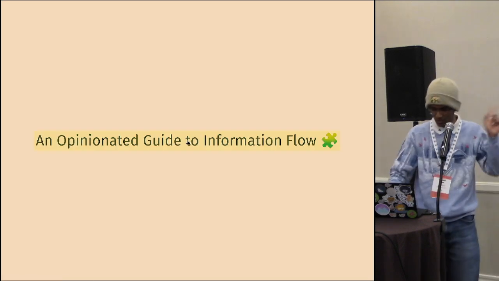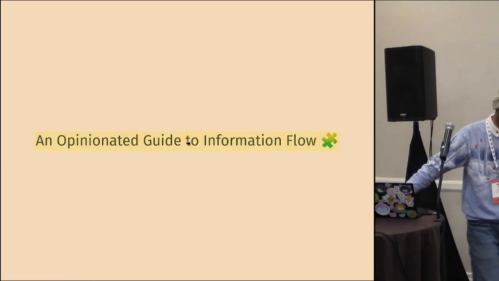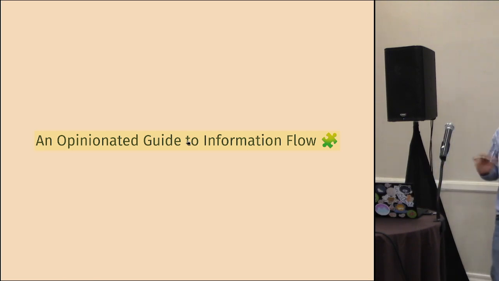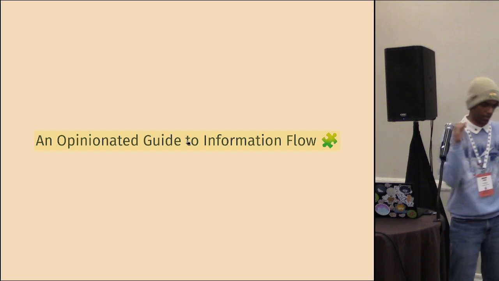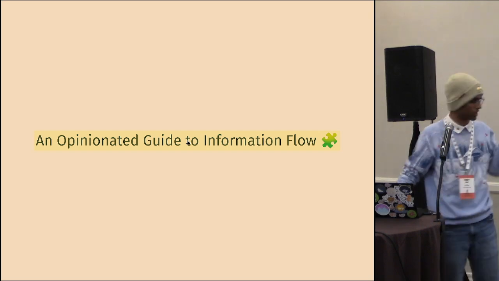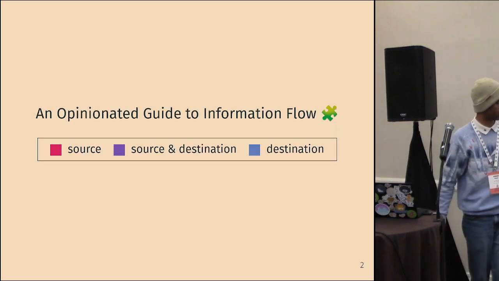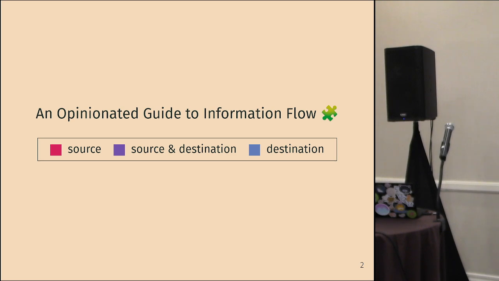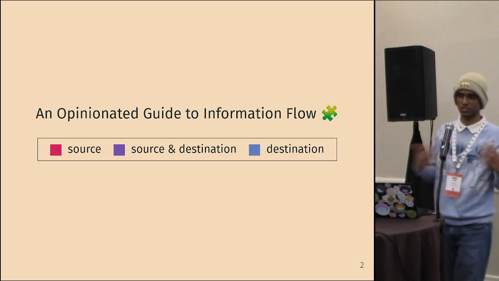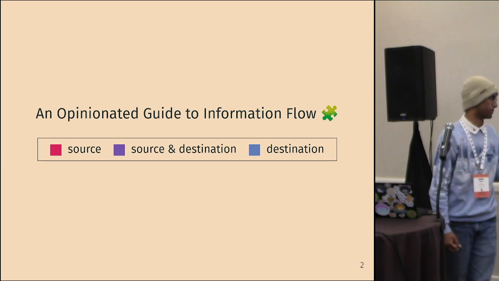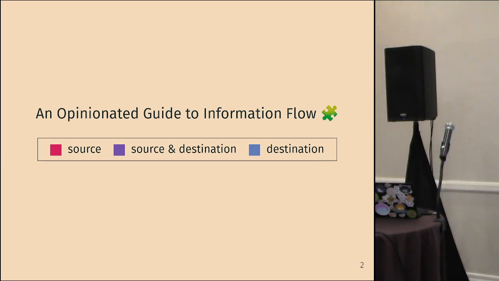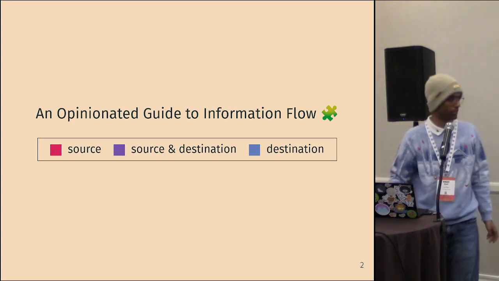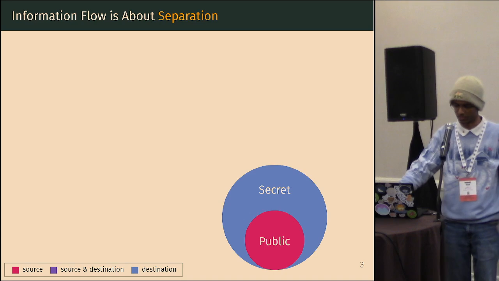But first, I'll provide you with my very, very opinionated guide to information flow. And for anyone in the audience who already knows about information flow, I hope I can win you over by the end of this, but it's probably not very similar to anything you've seen before. So throughout the talk, I'll have this color coding going on. It's not essential to understanding, but basically, pink means source, purple means source destination, blue means destination. You'll know what that means when I get to it, but the hope is that at a glance you'll be able to parse the slides.